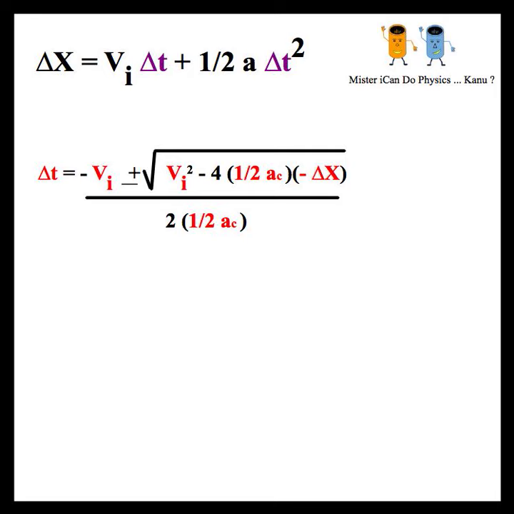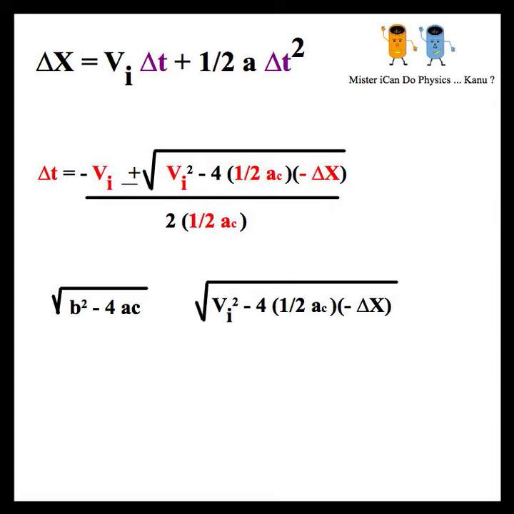Because quadratics are what we call a second order equation involving an exponent of 2, we will always have 2 answers to every problem. And mathematically, we will always have 2 answers to every problem. Now, what is key is looking at this term, b squared minus 4ac, which corresponds to our v sub I squared minus 4 times 1/2 the acceleration times the negative displacement, to see if in fact we're trying to take the square root of a positive or a negative number.